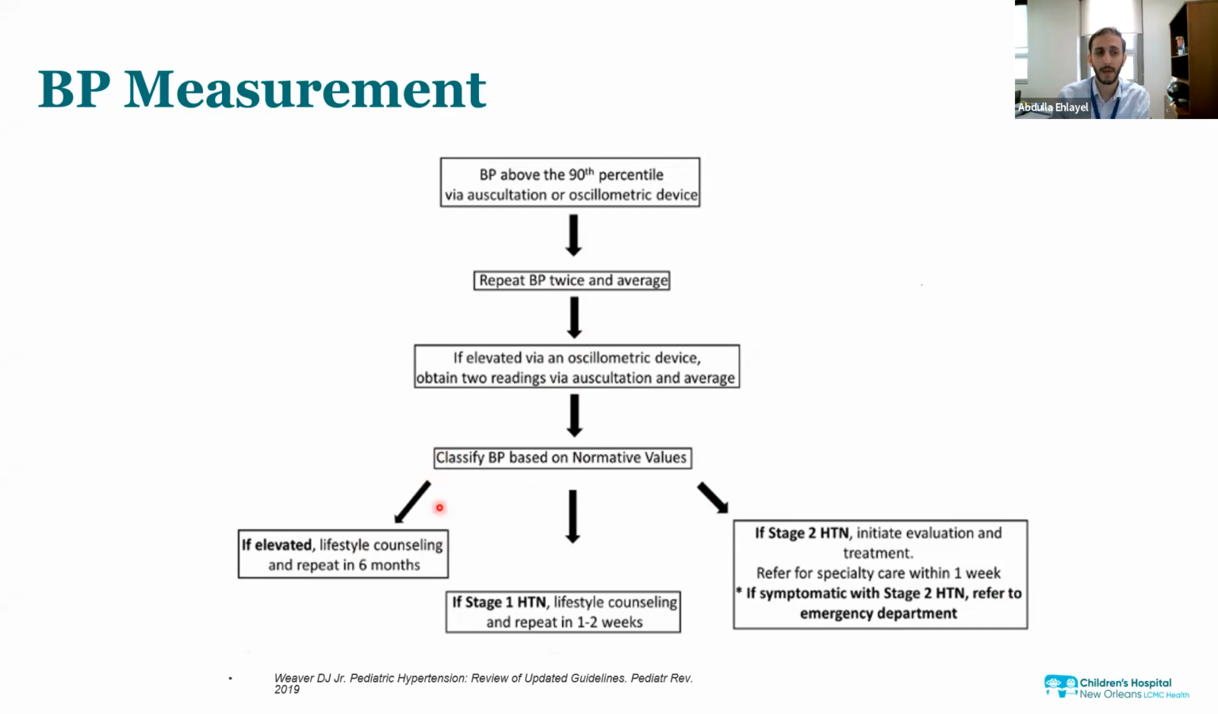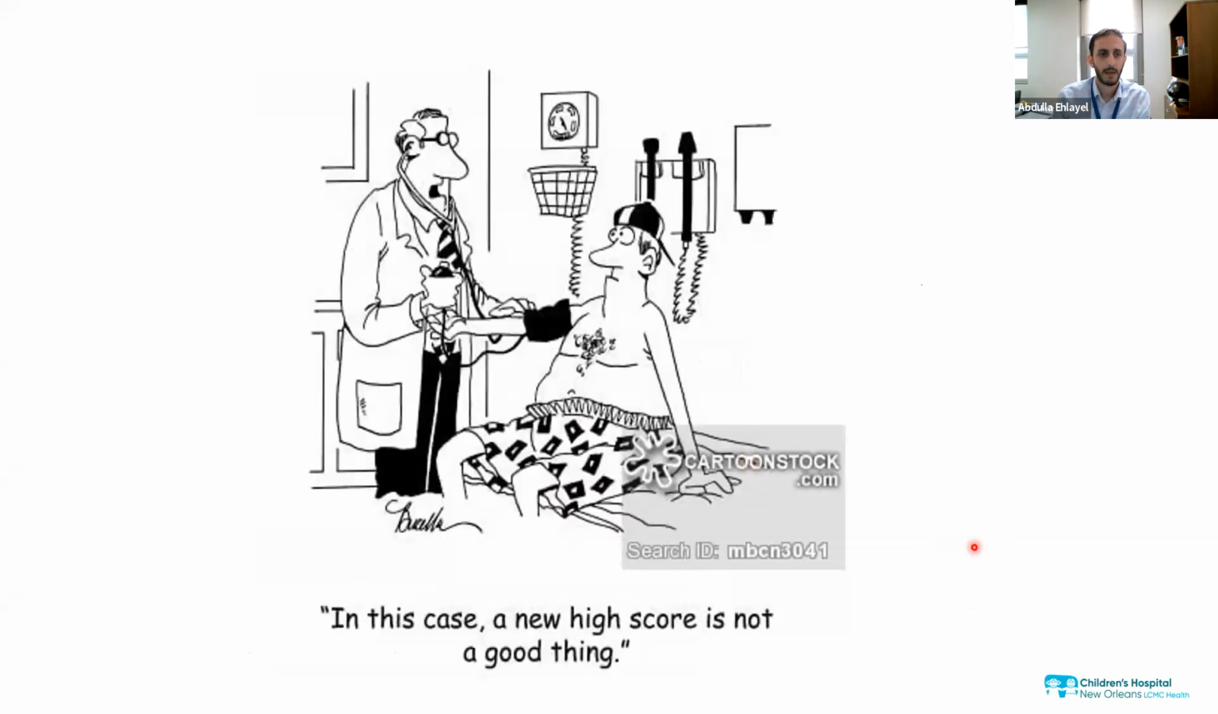But in general, if the blood pressure is elevated, the AAP recommends that we do lifestyle counseling. We check the blood pressure in 6 months. In stage 1 hypertension, lifestyle counseling, and we check the blood pressure in 1 to 2 weeks. In stage 2 hypertension, you should start treatment and refer them for specialty care. If it is very high or symptomatic, of course this patient should go to the emergency room. This is not something you will manage in clinic. So with hypertension, a high score is obviously not a good thing.